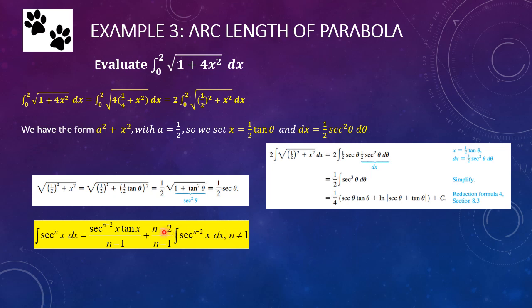Because here we have 3 minus 2 is 1. 3 minus 1 is 2. That gives us 1/2 in front of the integral of just secant x. And the integral of secant x is simply the natural log of secant plus tangent. Okay.